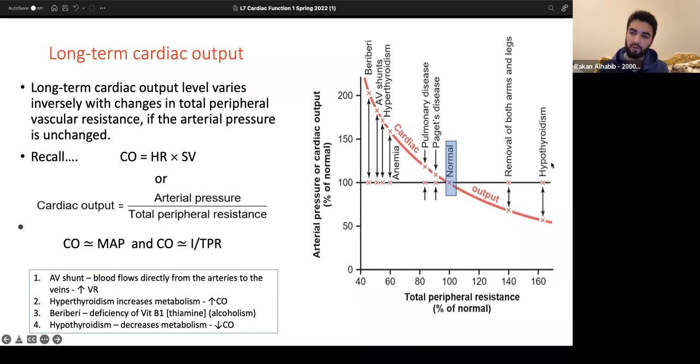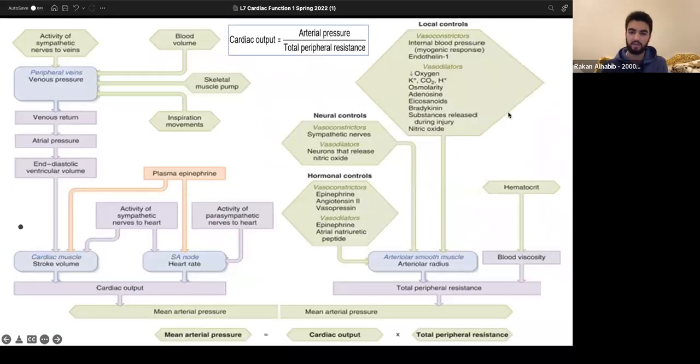Okay. Hypothyroidism is the opposite of hyperthyroidism. So you have less metabolism by these organs. Okay. So in here, he basically gets into the specifics of the equation. Okay. So what affects the venous pressure?